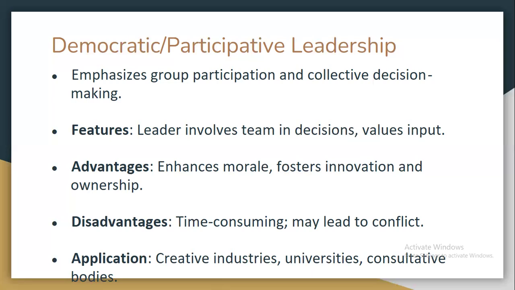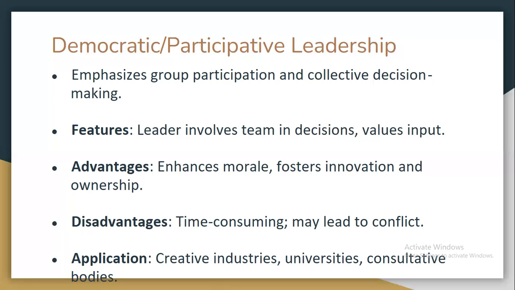Okay, so some advantages of the democratic or participative leadership style is the fact that it enhances morale and helps employees to come up with creative ideas, to come up with new things, to come up with very strategic ways of solving problems that arise. Okay, so the democratic or participative leadership style enhances morale, it enforces innovation, and also helps the employees to feel a part. Okay, they feel that they belong to the group.